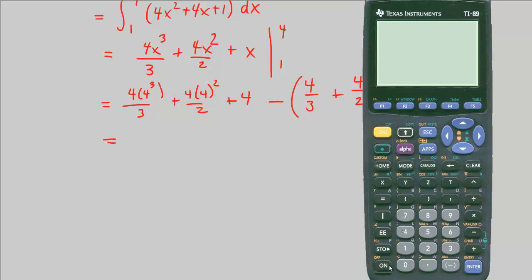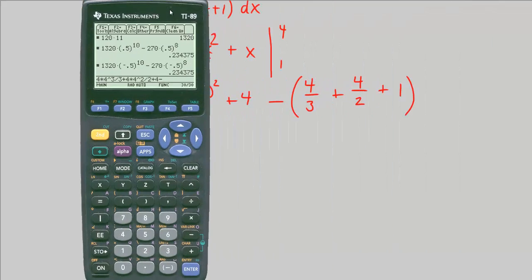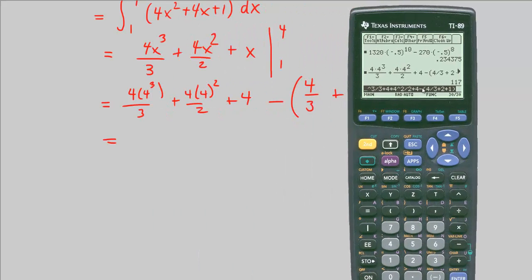4 times 4 cubed divided by 3 plus 4 times 4 squared divided by 2 plus 4 minus, and then in parentheses I'm going to put 4 thirds plus 4 halves. Well, that's just 2. I'm going to go ahead and write 2 plus 1. Enter, and I get 117.